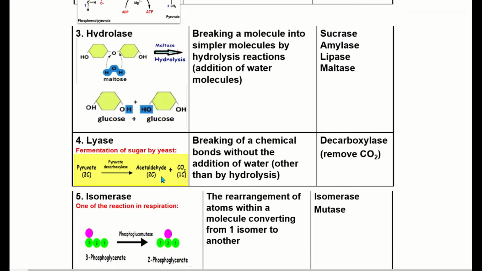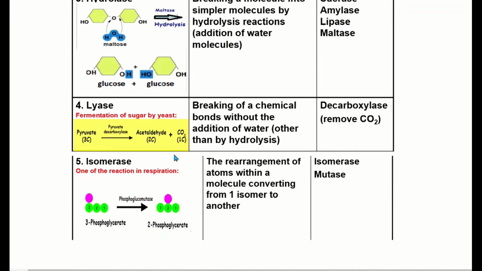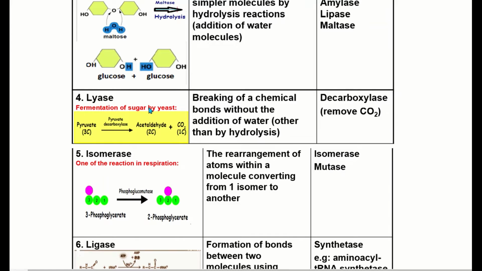acetaldehyde. Dia punya produk sekarang ni, tadi sini 3 carbon, letak enzim, dapat produk. Produk you dapat acetaldehyde dan carbon dioxide. So you remove carbon dioxide lah. Ini kelas lyase. Contoh nanti kita akan tengok chapter 5 ni, fermentation of sugar by yeast. Dekat mana proses ni berlaku.